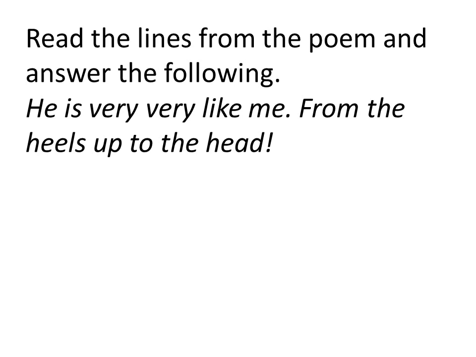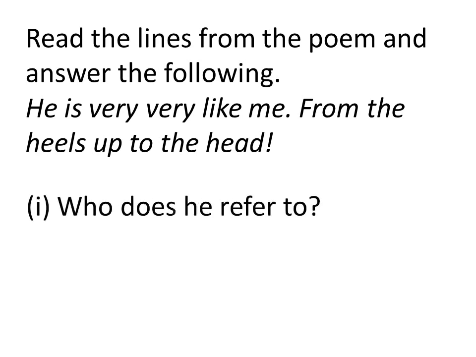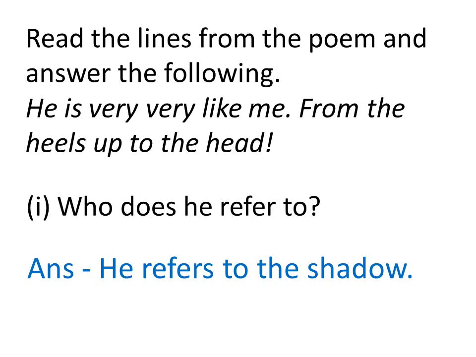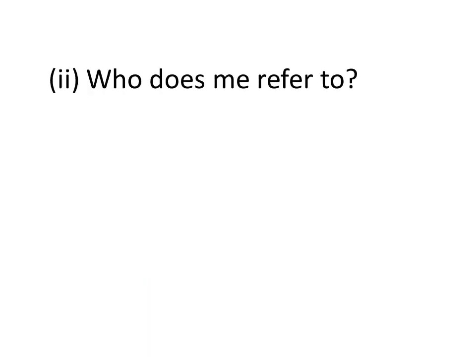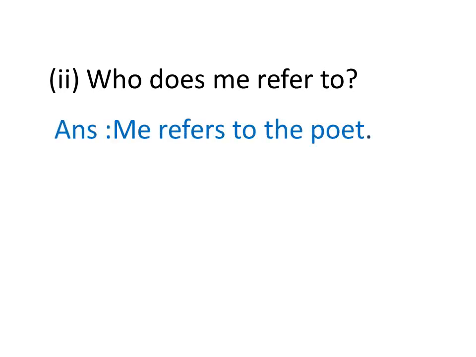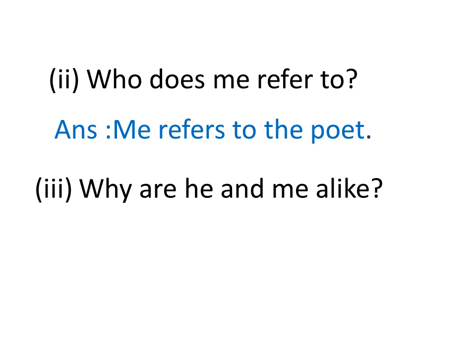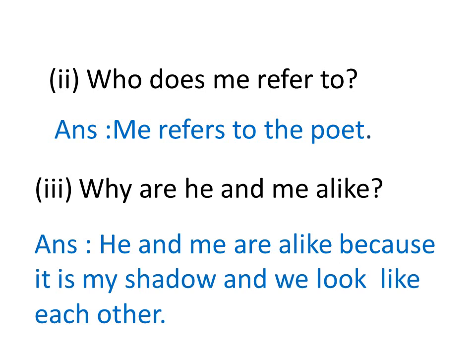Read the lines from the poem and answer the following. He is very, very like me, from heels up to head. Who does he refer to? He refers to the shadow. Who does me refer to? Me refers to the poet who has written the poem. Why are he and me alike? He, the shadow, and me are alike because it is my shadow and we look like each other.